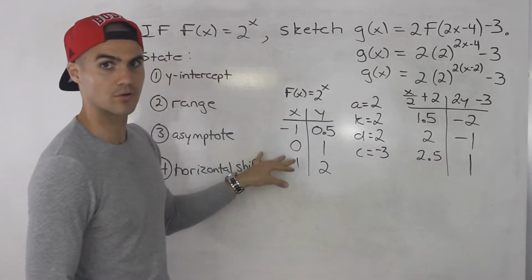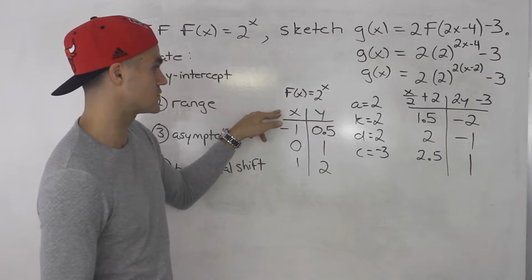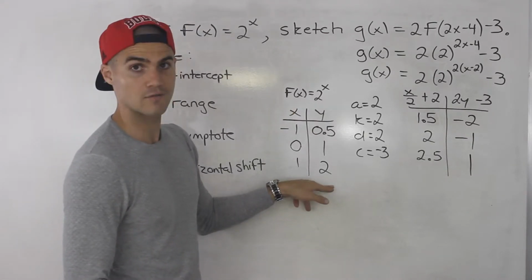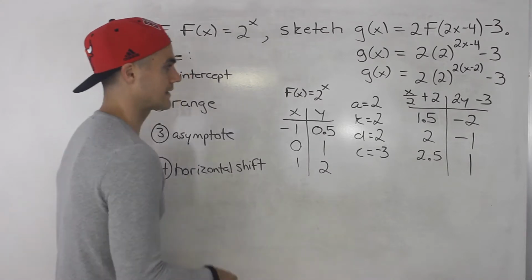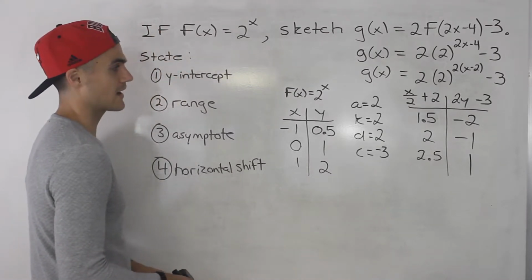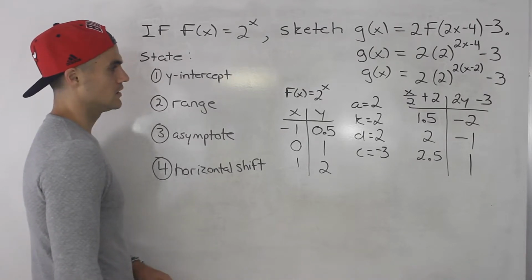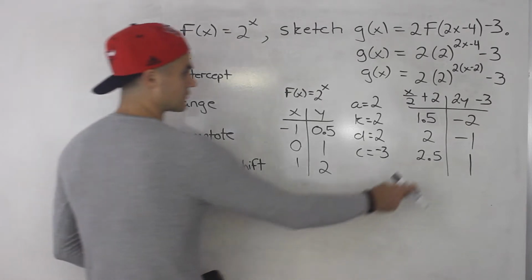You could also use 5 points if you would like. So you could put -2, and then you'd have 0.25, and you could put positive 2, and then you'd have 4. Make it a little bit more exact. But these are fine. These will do. So from here, we just have to graph these points.